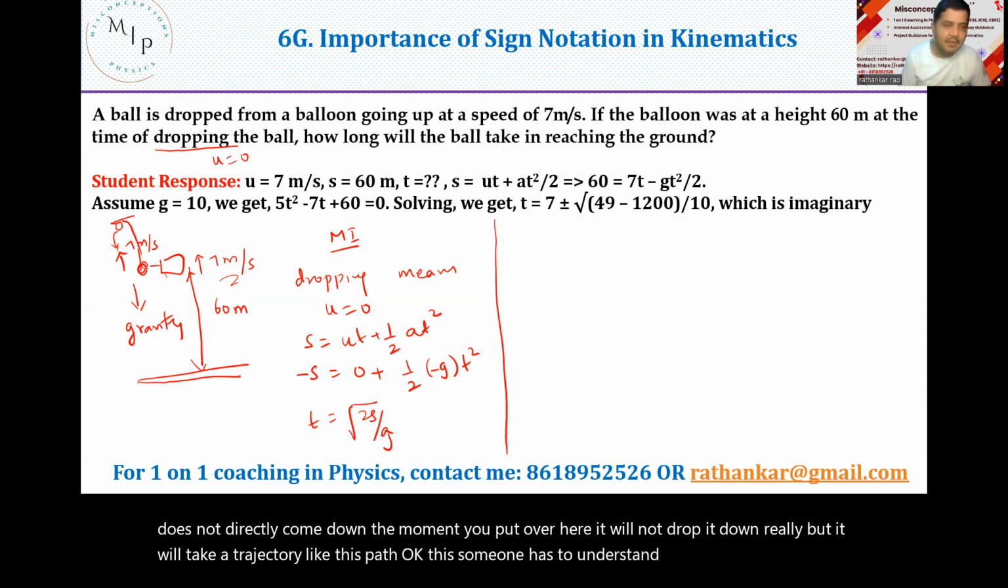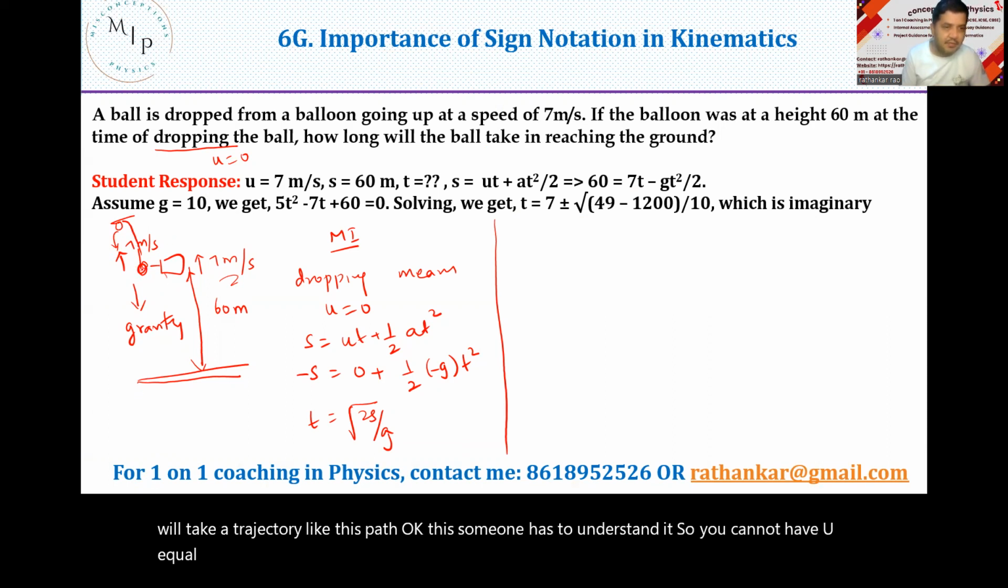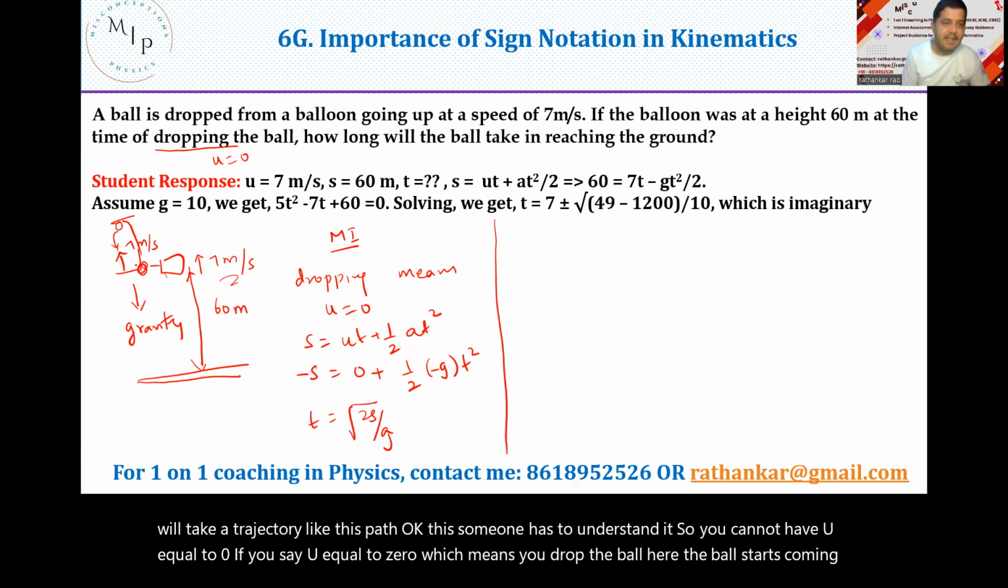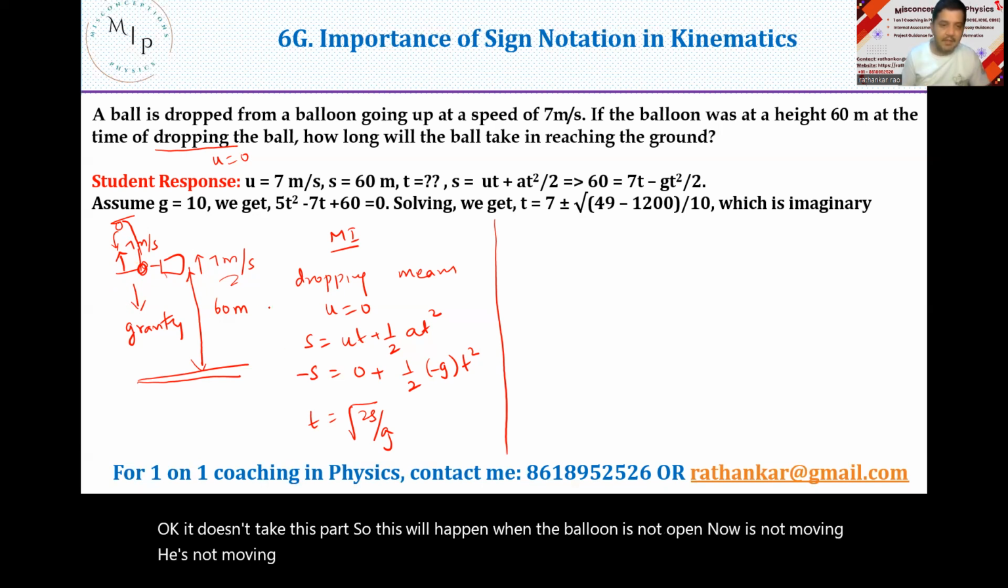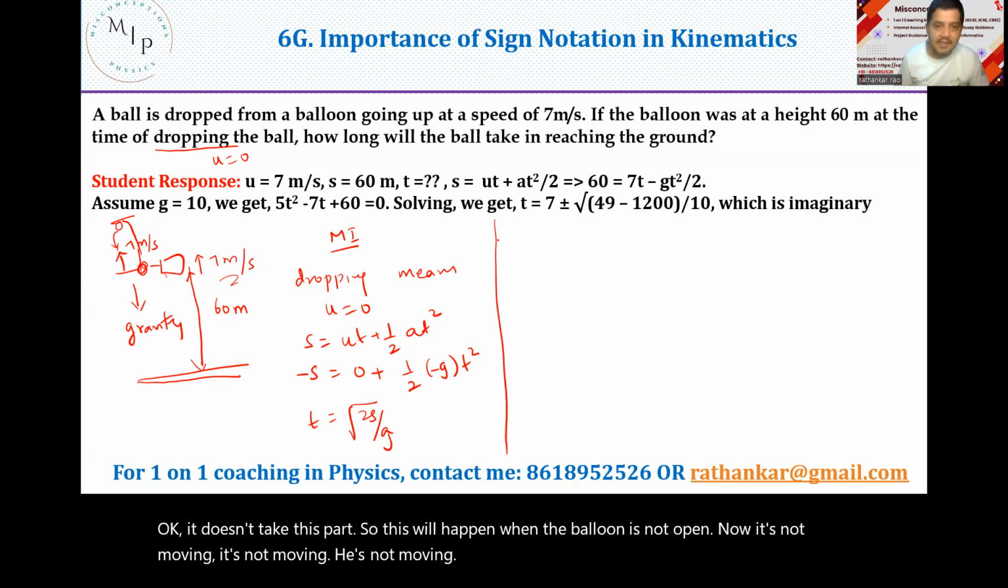So you cannot have u equal to 0. If you say u equal to 0, which means you drop the ball here, the ball starts coming directly. It doesn't take this path. So this will happen when the balloon is not moving. Now let us look at the second method.